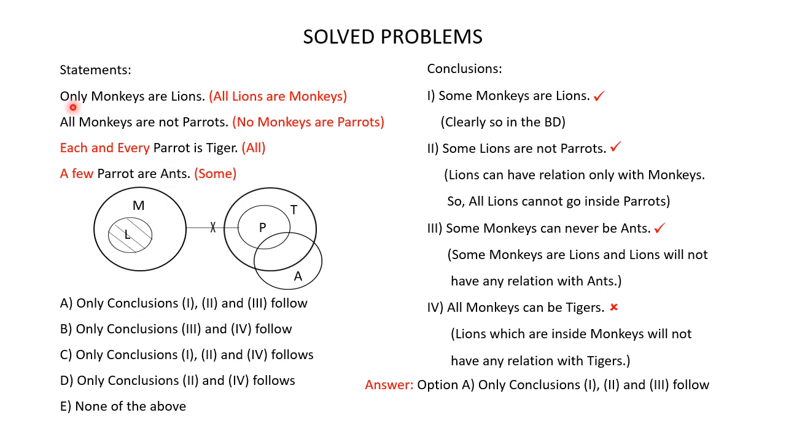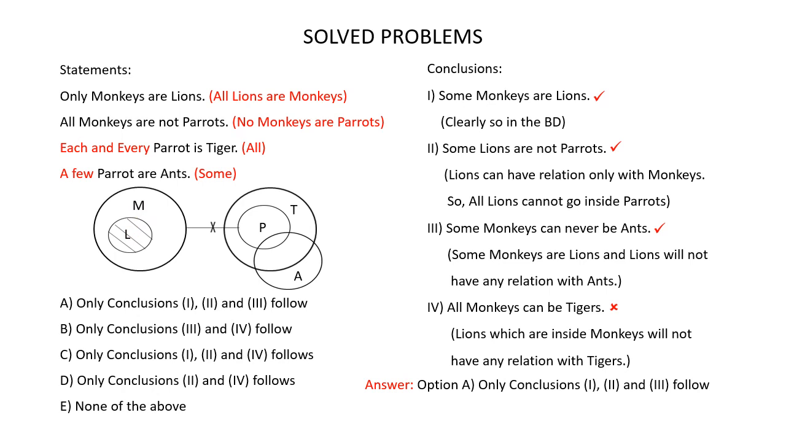Only monkeys are lions. Now, this statement means all lions are monkeys. So, you have to draw a Venn diagram for all lions are monkeys. So, in the Venn diagram, all lions should be inside monkeys. Shade the circle for lions to indicate that all lions can have a relation with only monkeys.